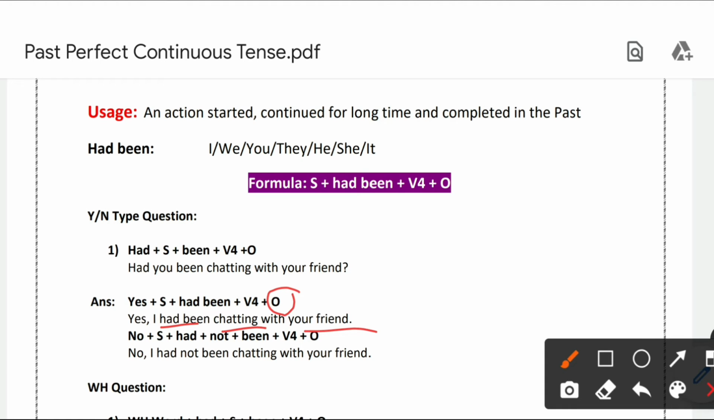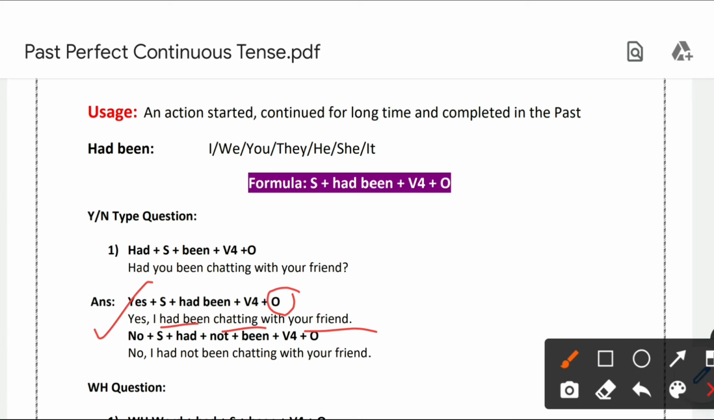Okay, what is object exactly? That you can learn in my previous video on subject, verb and object. The link is given in the description box. Please go through it once if you don't know what is subject, verb and object. Now coming back to the point, here we have completed the positive sentence or simple sentence.